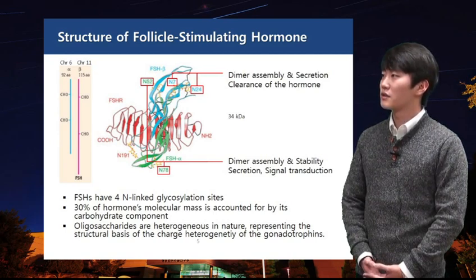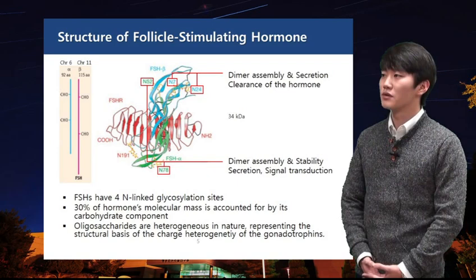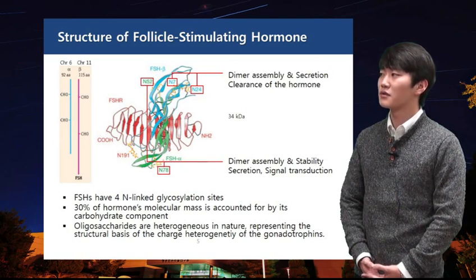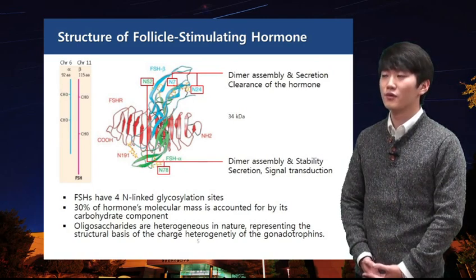While the sugars associated with the beta subunit also contribute to dimer assembly and secretion, they appear to play a more prominent role in the clearance of the hormone from circulation.